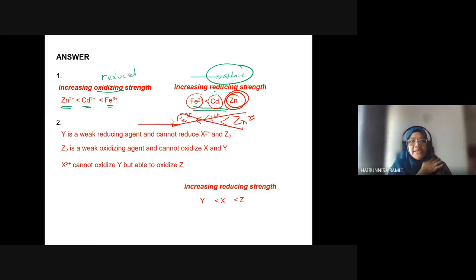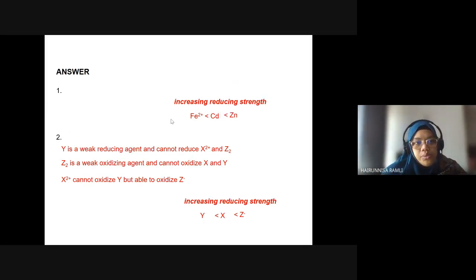Bukan yang itu eh. You kena ambil dia punya yang sebelah kanan tadi. Okay. So, soalan nombor 2.